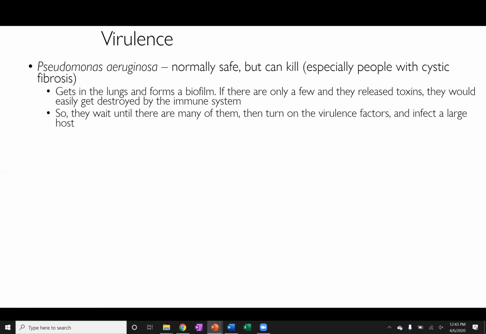However, what Pseudomonas does is it waits till it gets to high enough cell density, and it senses its cell density again through these AHL compounds. Once it's at high enough cell density, it turns on virulence factors, and then it infects a large amount of the host.